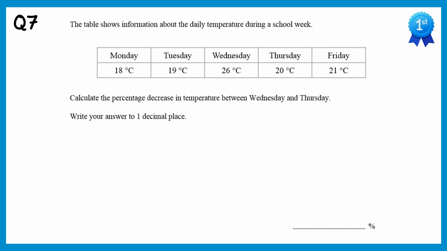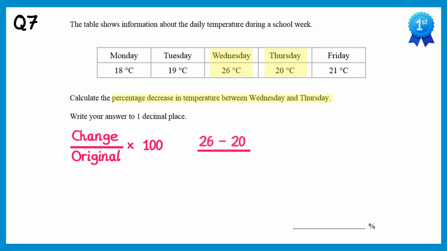For this question, we want to calculate the percentage decrease in temperature from Wednesday to Thursday. The temperature on Wednesday was 26, and the temperature on Thursday was 20. We'll use the formula, change divided by original times 100. So the change is 26 take away 20. The original amount is Wednesday's temperature, which was 26, and then we times by 100.